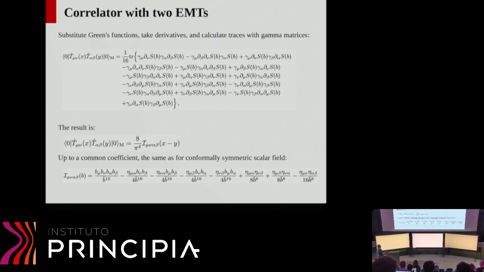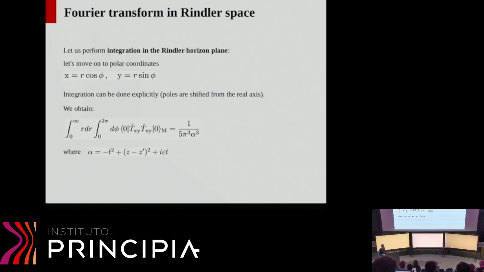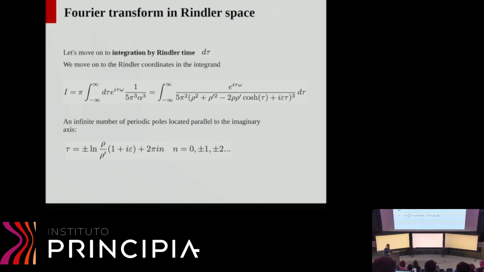And then we need to find the Fourier transform in Rindler space. For this, first we integrate in the horizon plane, moving to polar coordinates. So these coordinates are not touched by the translation to Rindler coordinates. And this integration can be done directly, analytically. Then we need to find the integral over the Rindler time with finite frequency from the Kubo formula.